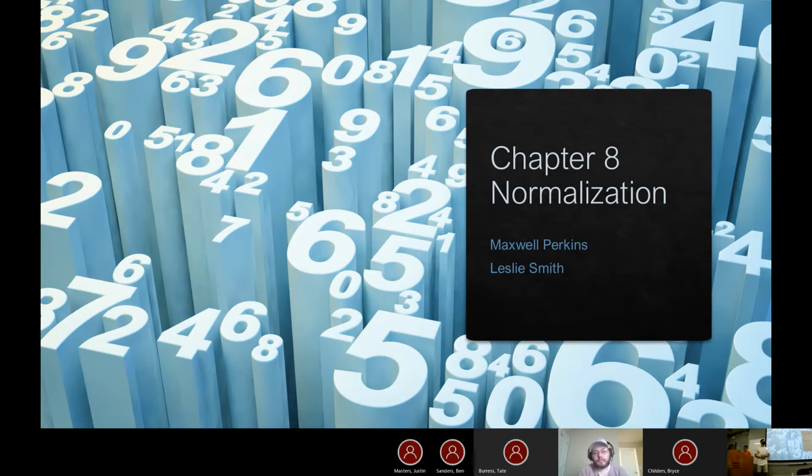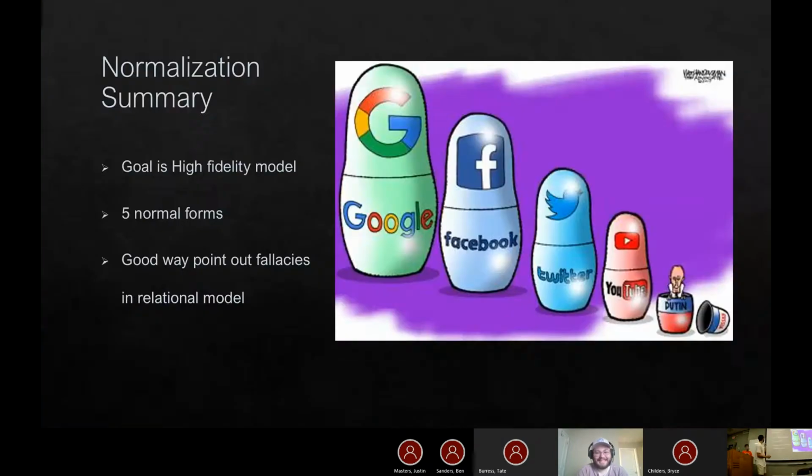Okay, my name is Maxwell Perkins, and this is Leslie Smith. Our presentation is on data normalization. It's a different type of data modeling, but it's very similar to an ERD. So, the next slide. I'm going to get you your points early.